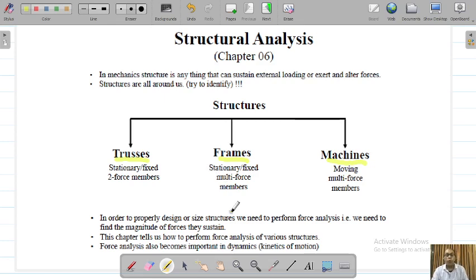Frames and machines are slightly different compared to trusses. The analytical study of trusses is comparatively easy compared to frames and machines. Frames are stationary members. They are fixed, and they are multi-force members. They are different from trusses. Trusses are also stationary and fixed, but trusses are not multi-force members. They are two force members. Frames are multi-force members.